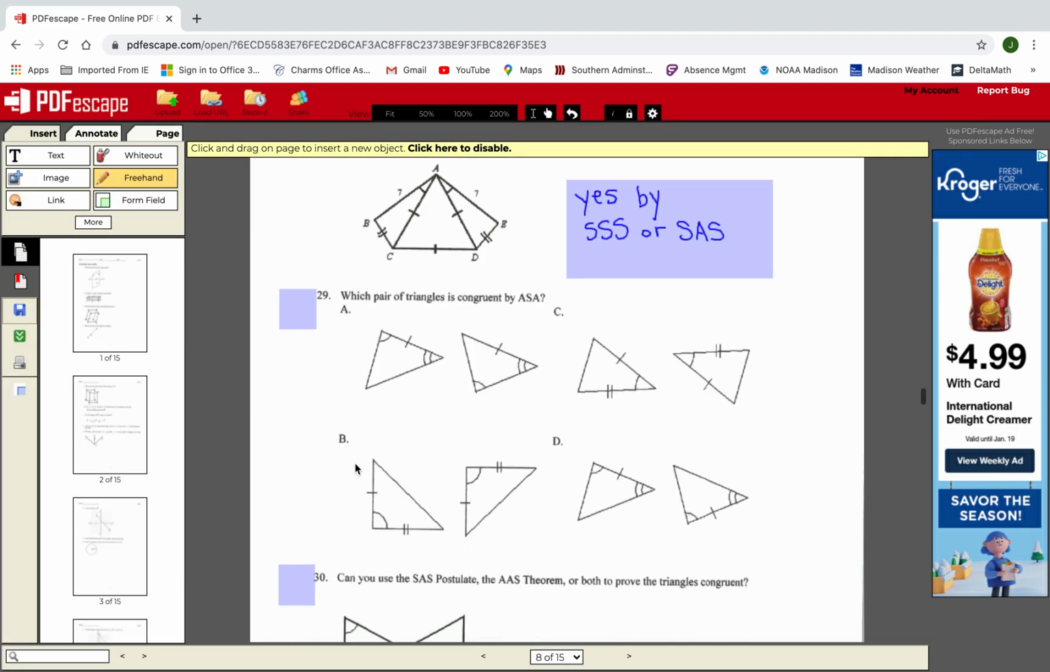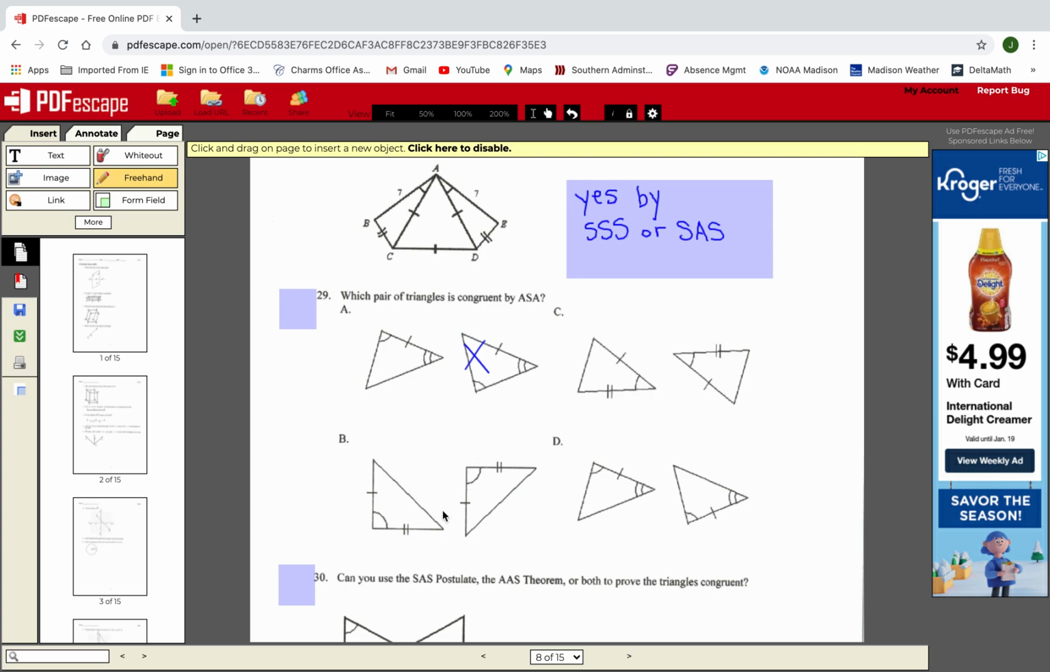29. Which pair of triangles are congruent by ASA? Okay, so for this one, we're looking for a pair of triangles where you have two angles on one side marked congruent, and the S is between the A's, so the side has to be between the angles. So notice on part A, that side is between the angles in the first triangle, but not in the second one. So that second triangle doesn't work, so we can't use A.